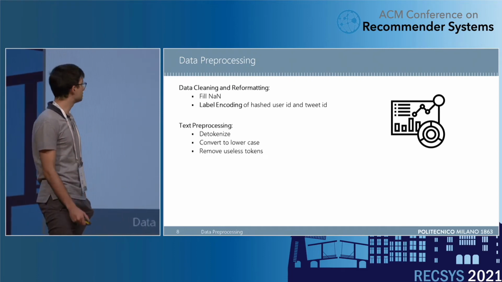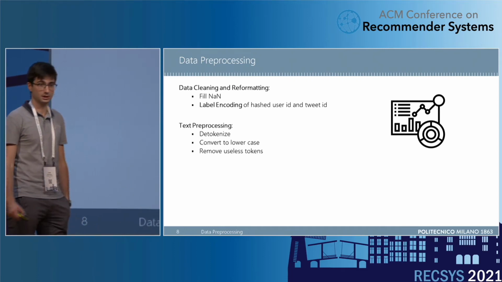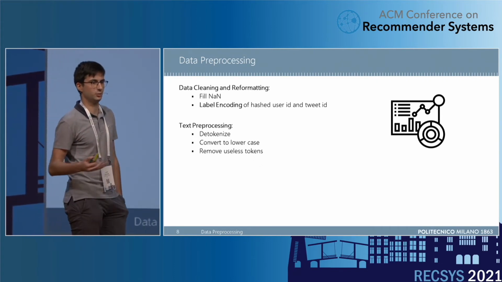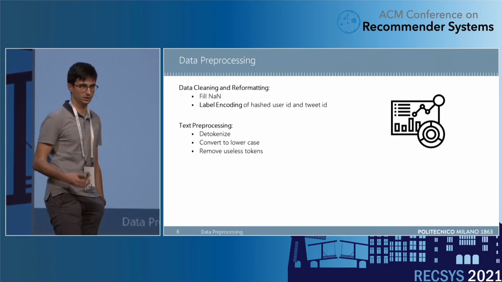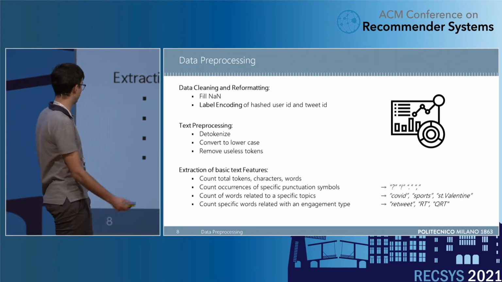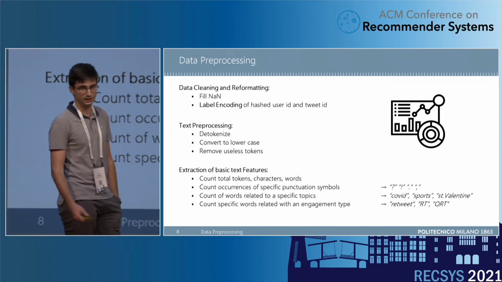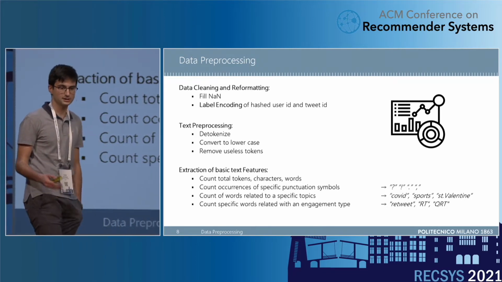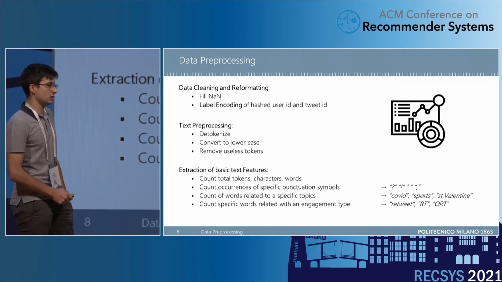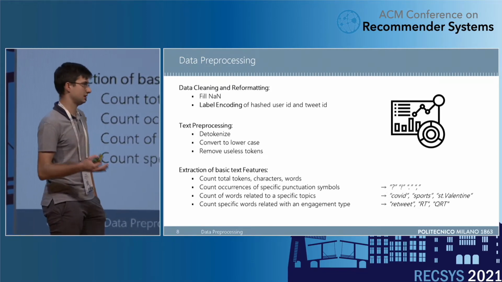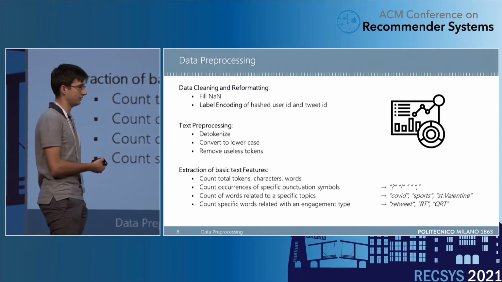Then we focused on the text preprocessing. Therefore, we detokenized the text and put it in a standard format in order to perform our computation of basic text features, which were mainly count features that counted the characters, tokens, and the words, in order to compress our representation of the content of the tweet.